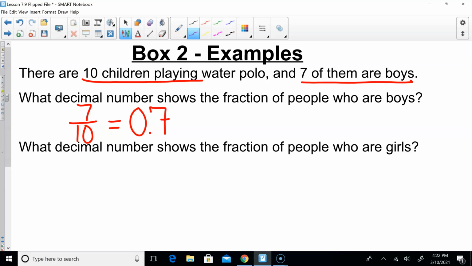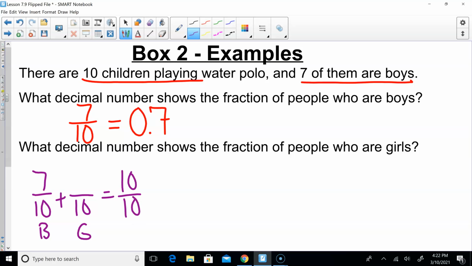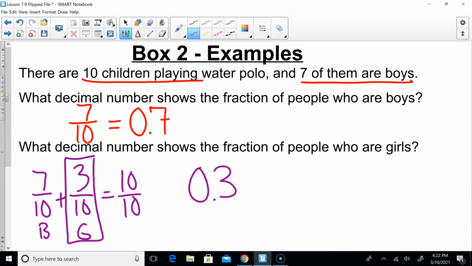Which would now say, what decimal number shows the number of people who are girls? Well, we do that same type of thing where we had 7 over 10 were boys, plus some over 10 are girls, equals 10 over 10. You can probably guess what that missing number is right there. 7 plus what equals 10? You got it, 3. So we know our fraction would be 3/10. So our number would be 0.3 of the people are girls. So you can pause this now to help you on your problems.